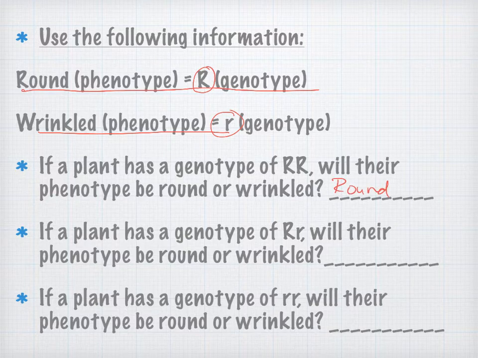This plant is a genotype of big R, little r, meaning it's heterozygous, so it has one dominant and one recessive allele. The dominant allele will get expressed, and it will still be round. If a plant is a genotype of lowercase r, lowercase r, or homozygous recessive, will it be round or wrinkled? In this case, it'll be wrinkled. It will take on that recessive trait of wrinkled.